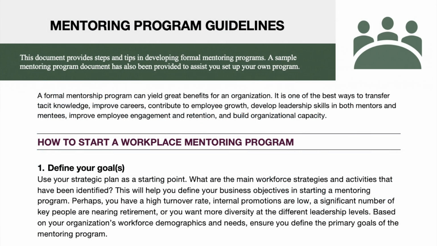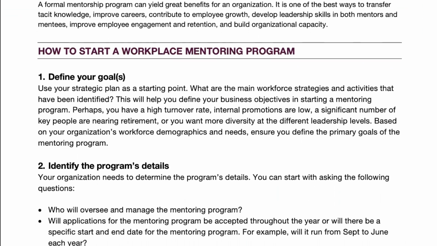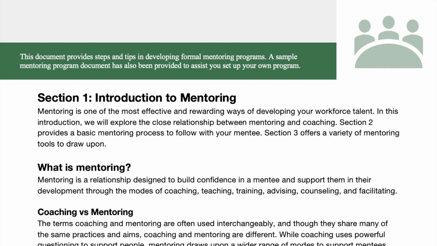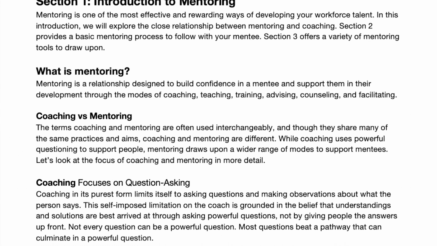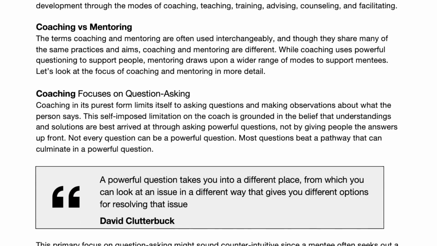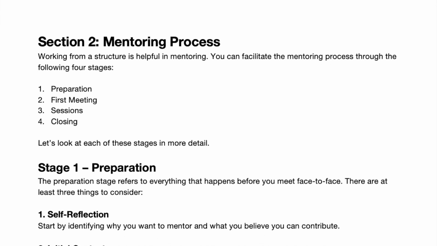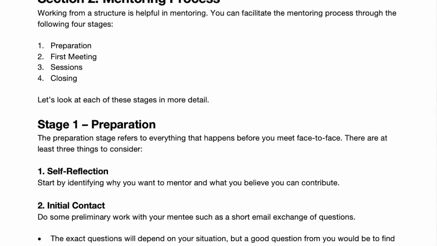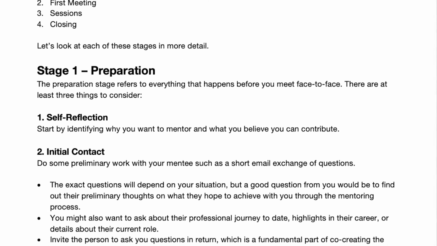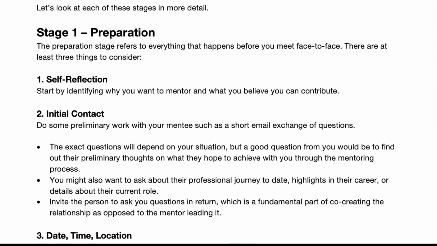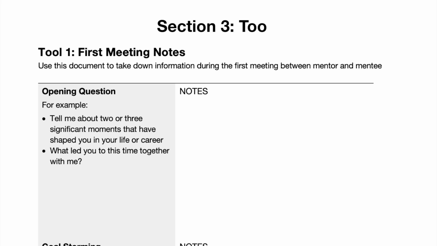This Mentors Toolkit should be used in conjunction with Resource Tool Number 3, Mentoring Program Guidelines, and given to all of your mentors as a resource. In this toolkit, there are 3 main sections. Section 1 explores the close relationship between mentoring and coaching and the 6 modes of mentoring. Section 2 provides a basic mentoring process to follow with your mentee and suggested do's and don'ts. Section 3 offers 4 mentoring tools to draw upon.